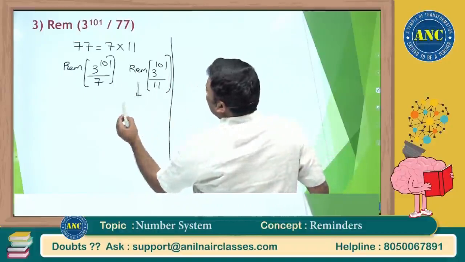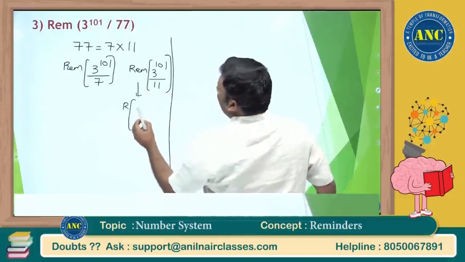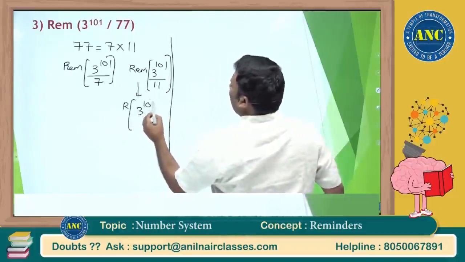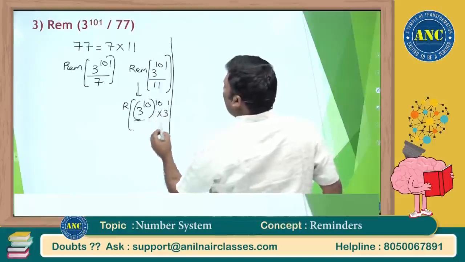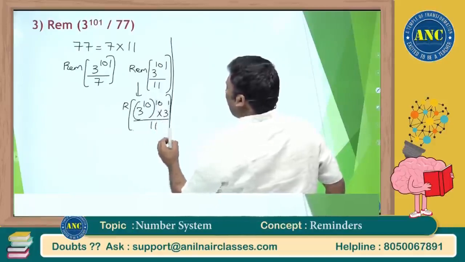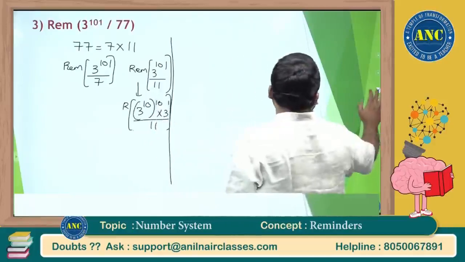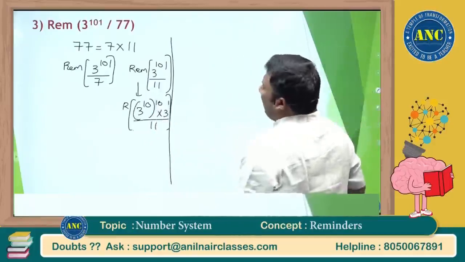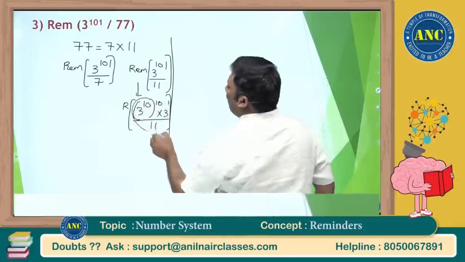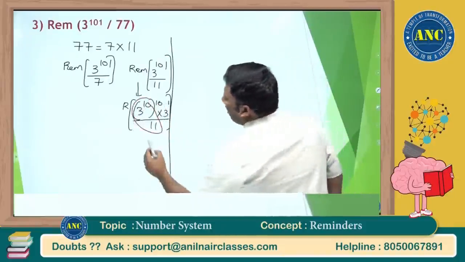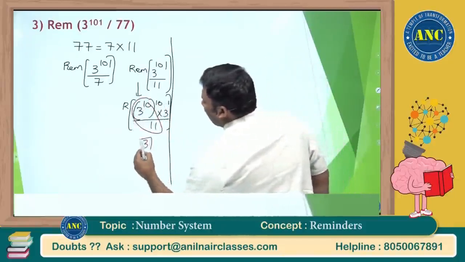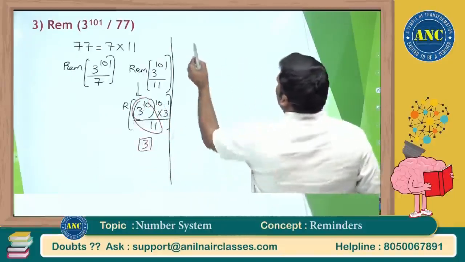Now if you see here, 11 is a prime number. So a power p minus 1 divided by p, that is 3 power 10 divided by 11, is nothing but 1. So 3 power 100 gives 1, and 1 into 3 is 3. I hope you are all there with me. So the answer option.